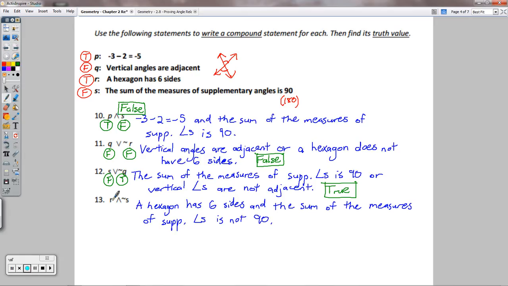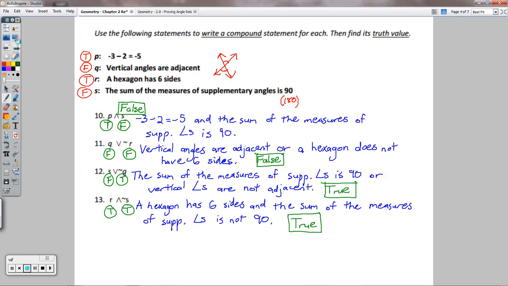And we know that R is a true statement, and we know since S is a false statement, not S would be a true statement. This is a conjunction. You've got and in between, so all the statements have to be true for the compound statement itself to be true. In this case, that is the case. We have everything being true. That means the compound statement is also true.